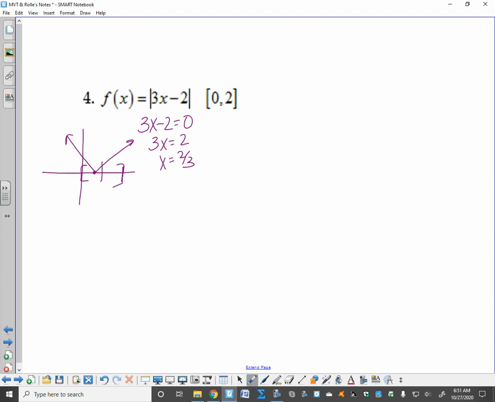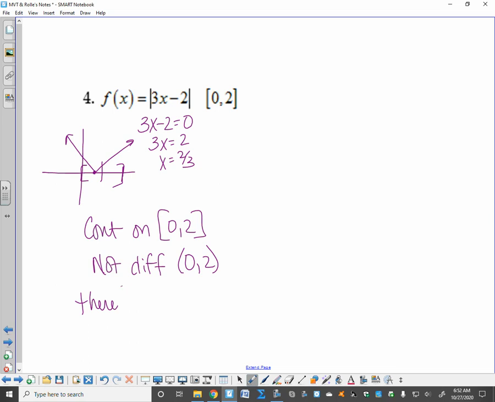So here's what I'm going to say. I'm going to say he is continuous on the closed interval 0 to 2. But I'm going to state that he is not differentiable on the open interval 0 to 2. Therefore, MVT does not apply. Cool.